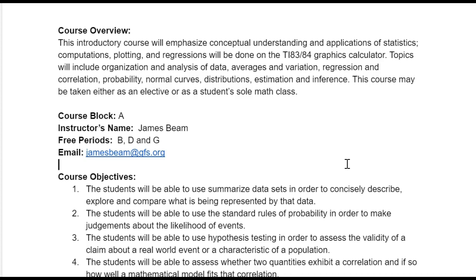That's my name. My free periods are B, D, and G. My preferred mode of communication is email. So if you want to hit me, make sure that you do it via email. I will respond to that fastest. And you need to check your email day in, day out, because I will send things via email. I will assume that you have read them, and that's a hill I'm going to die on. You've got to check your email.